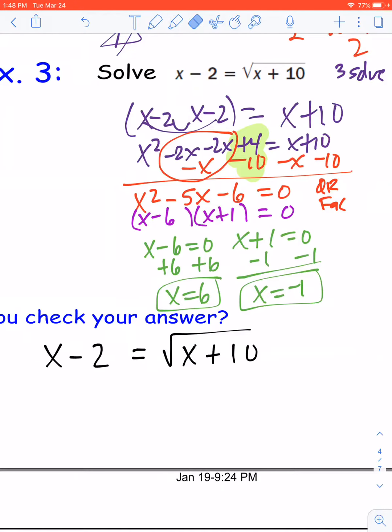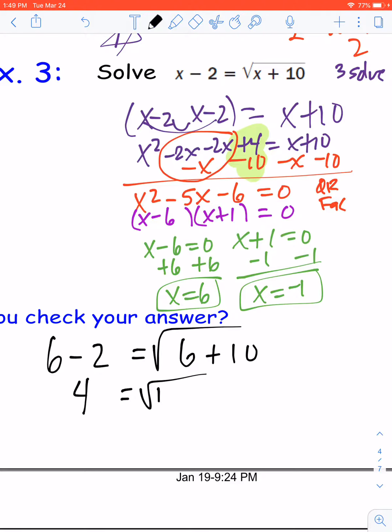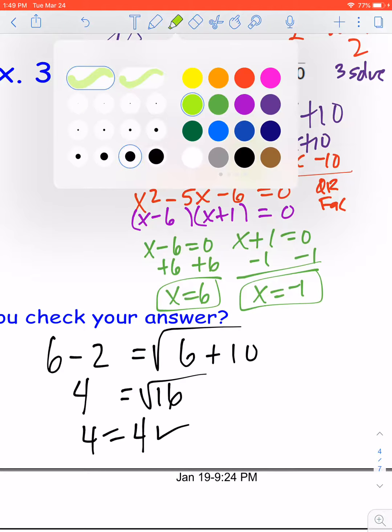Okay, instead of the x's, I instead am going to fill it in with 6. Remember, I can only do one at a time. I can't fill it in with the 6 and the -1, just the 6. Well, 6 minus 2 is 4. I don't need a calculator for this, but feel free to use one. And the square root of 16 is 4. That checks, so that means x equals 6 is a solution.